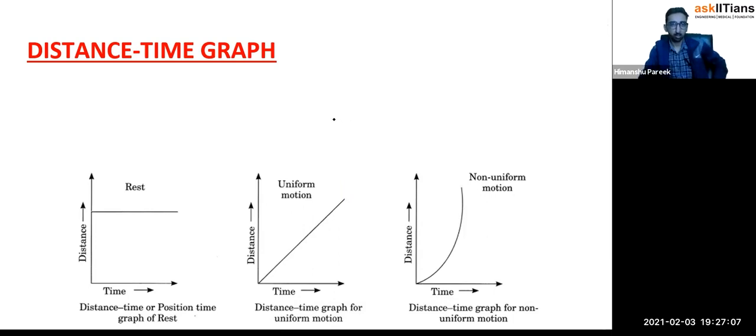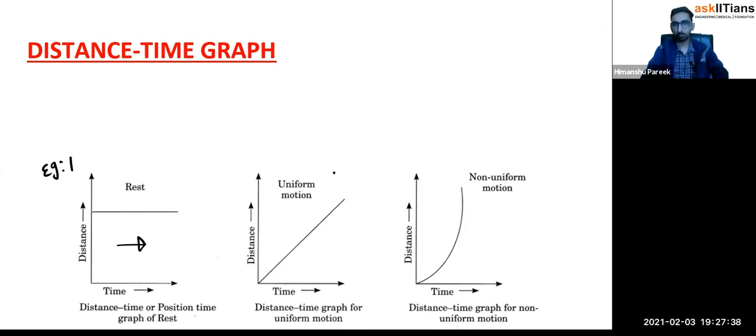Okay, so let us start our session, distance time graph. If the distance time graph is shown like in example number 1 here, where the body has a distance time graph like this, it means as time passes, the distance is not changing. Means the body is at rest. Example, a car parked in a parking. So that time the distance is not changing. It is at rest only.